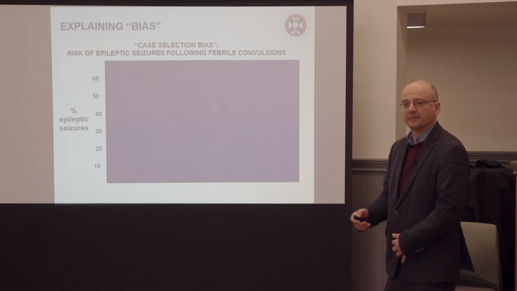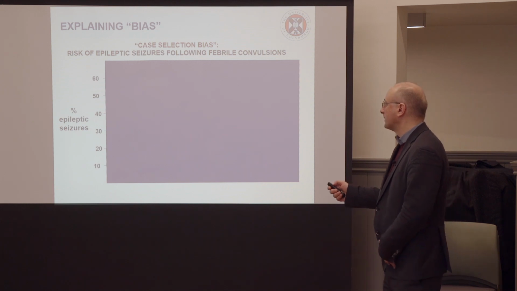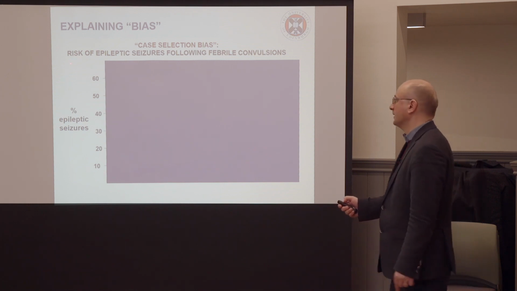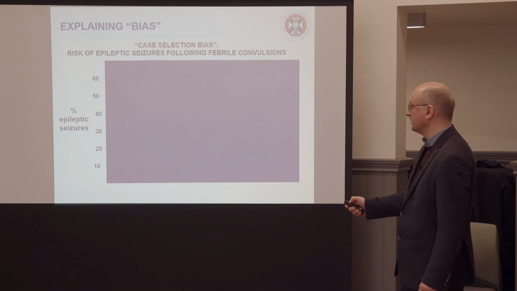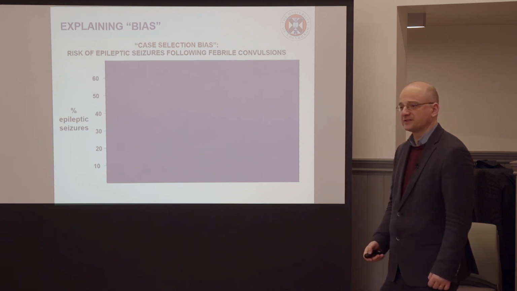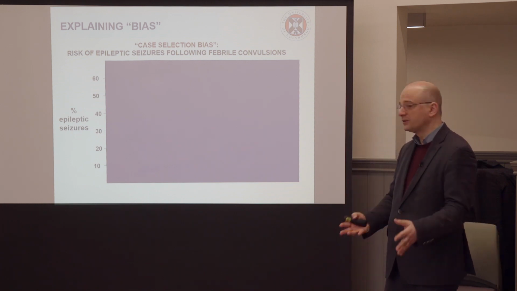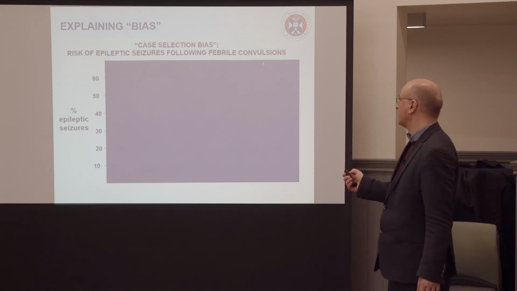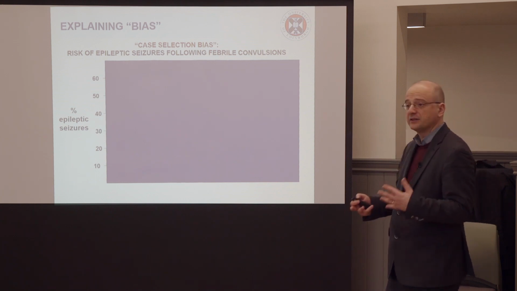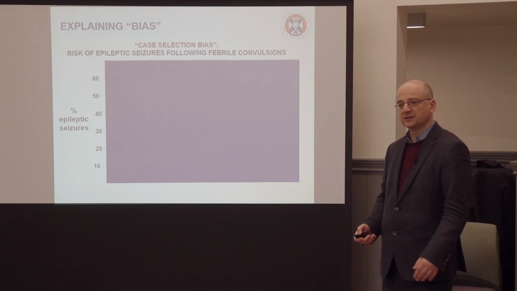There are all sorts of biases. There are so many biases that have been explained or reported. So case selection bias, what would this be? Let us see what case selection bias is. So this is the proportion of epileptic seizures, and this is the risk of epileptic seizures, absolute risk obviously, following febrile convulsions. So you have a small child, the child gets a fever, the fever doesn't get treated, doesn't get reduced, and then little by little you have a risk that the child will get febrile convulsions, and this can lead to epileptic seizures. It's a very dangerous condition. You have to take the child to the hospital.